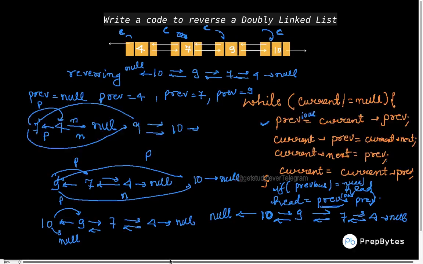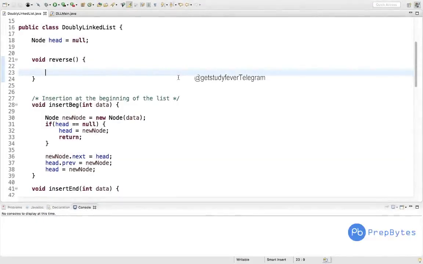Now let's just go ahead and write the code for it in Java, what we have seen till now. We just saw a very rough implementation of how things are going to be implemented. Let's write it down in Java and see if my code is working fine. We'll run it and see if the list is getting reversed or not.